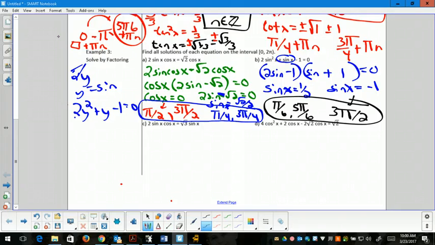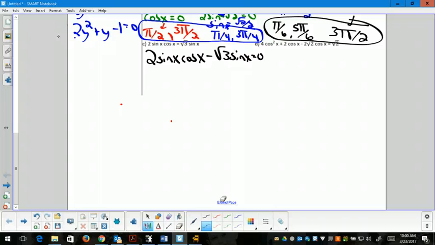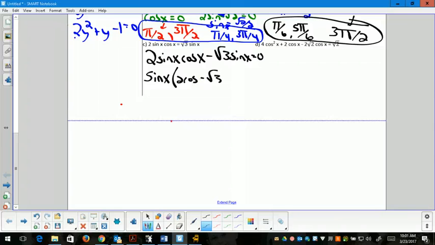What am I going to need to do for letter C? Subtract. So I've got 2 sine x cosine x minus square root of 3 sine x equals 0. I'm going to factor out the sine, leaving me 2 cosine minus square root of 3 equals 0. Now, as long as my factors only have one trig function in them, I'm okay to set them equal to 0 and solve. And they do in this case.